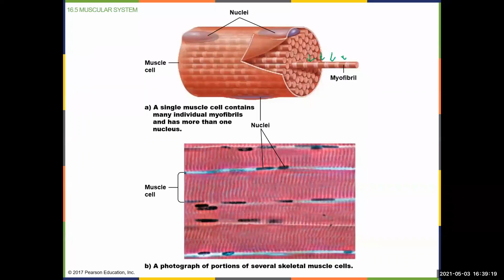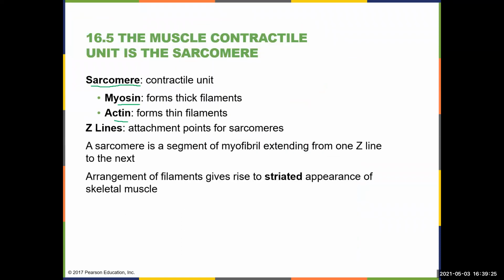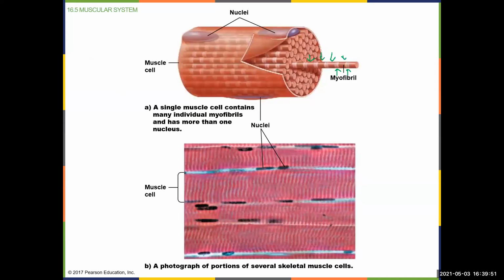And so those striations here, right there, those striations are called Z-lines. And the Z-line is the attachment point for that contractile unit, which is the sarcomere. Okay. And so again, a sarcomere is a segment of the myofibril that's extending from one Z-line to the next. And so the arrangement of those Z-lines and those sarcomeres is what causes skeletal muscles to have this striated pattern like we're seeing in this bottom figure.